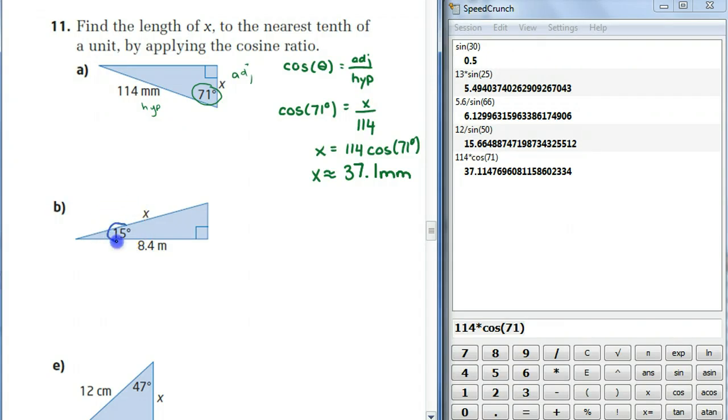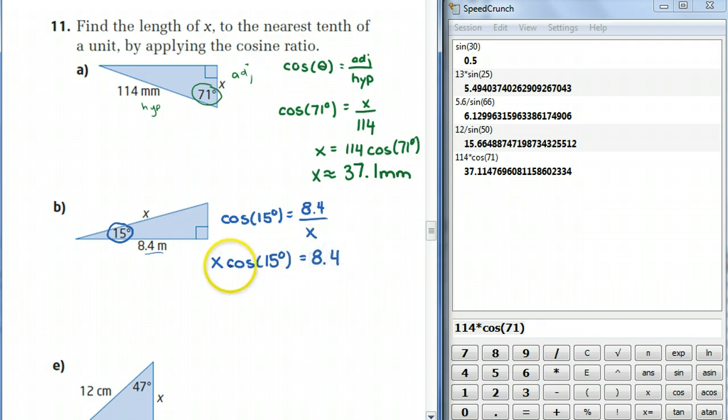Okay, let's do one more, shall we? So in this case, my angle is 15 degrees, and so 8.4 is my adjacent. So therefore, cosine of 15 degrees is equal to the adjacent, which is 8.4, divided by x. So the first step here is we'll multiply both sides by x. So we get x cos of 15 degrees is equal to 8.4.